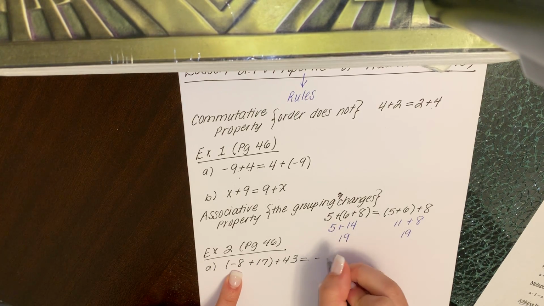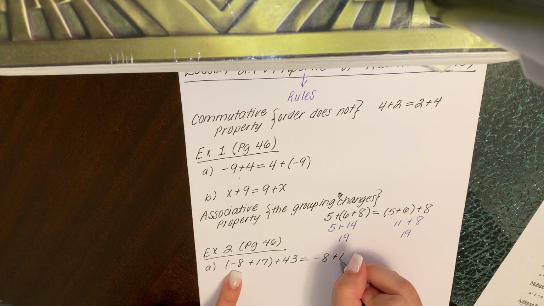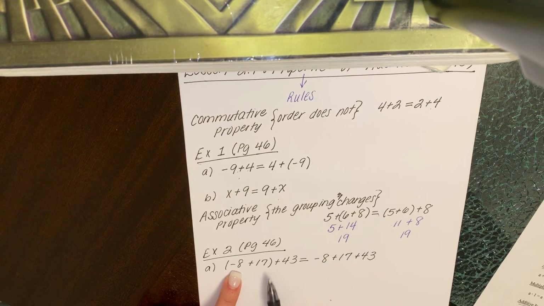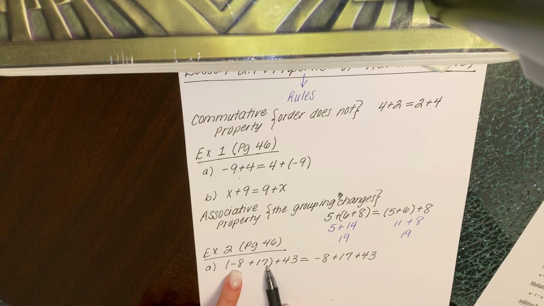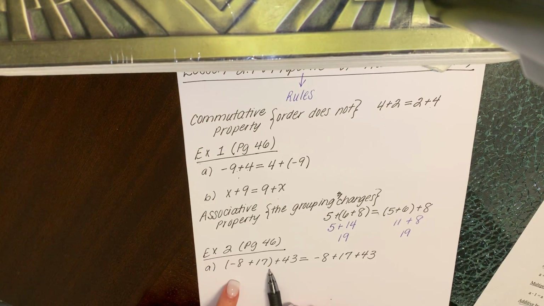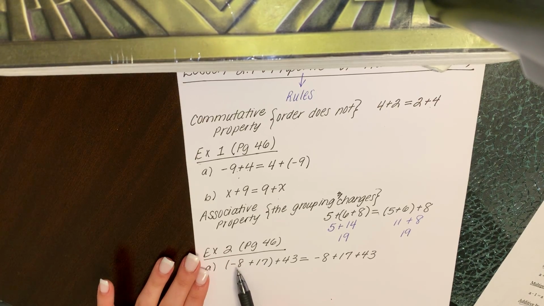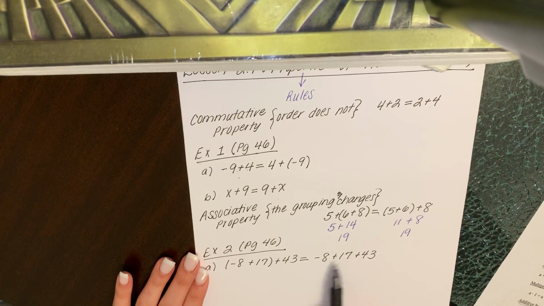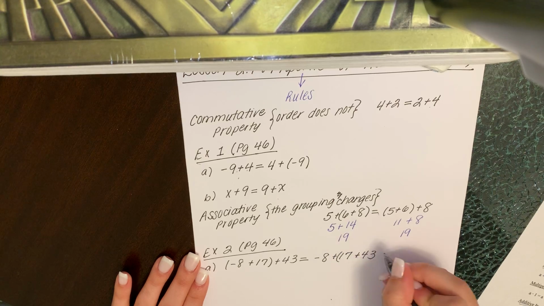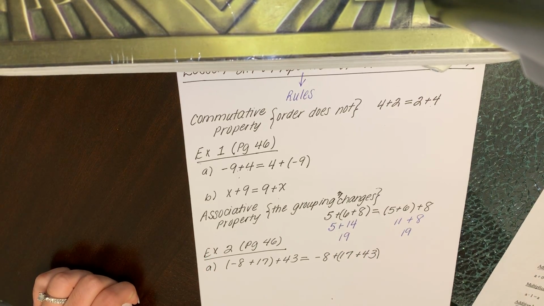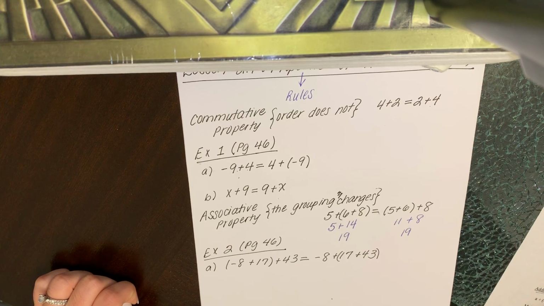So if I was to write these same numbers, negative 8 plus 17 plus 43, and I wanted to make sure I was showing associative property, I don't want the parentheses to be the same. Just like how they changed here, I'm going to change it. So maybe instead of 8 and 17 inside the parentheses, I'm going to put 17 and 43 inside the parentheses. That's how you show that something is the associative property, okay?